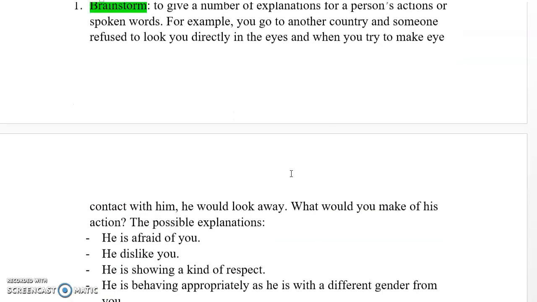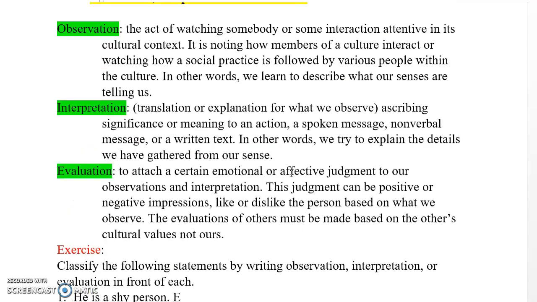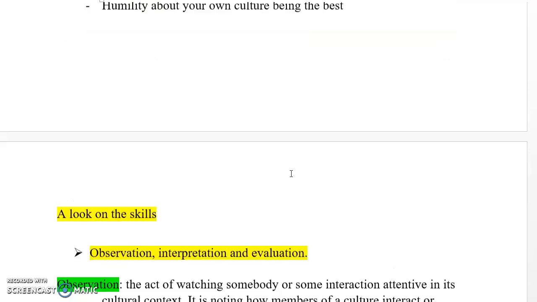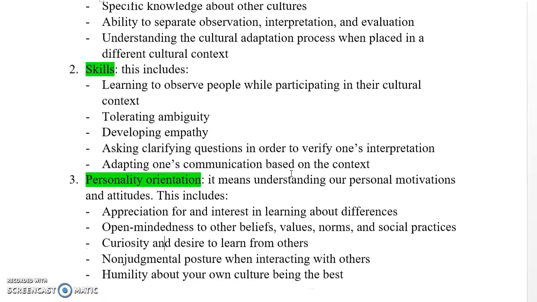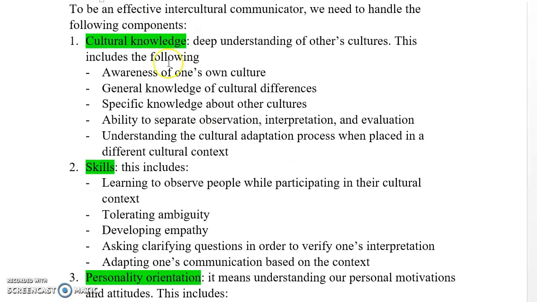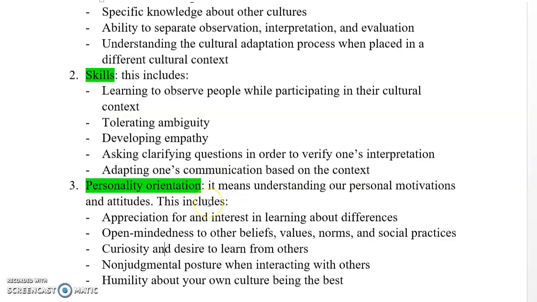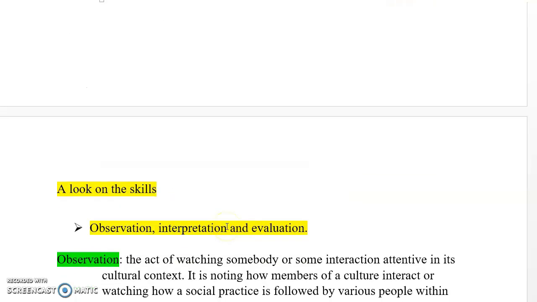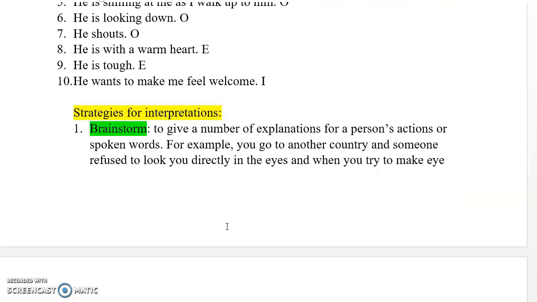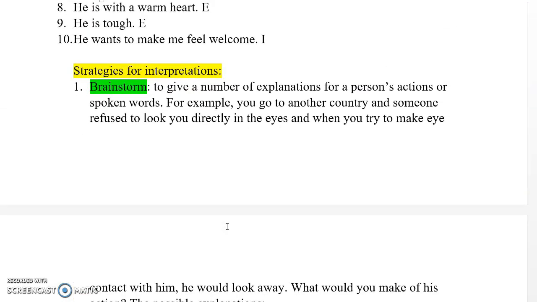Okay, let's go back now to see what we have here. We have the cultural knowledge and the skills that we have to have. I have to tolerate ambiguity and describe or explain it, and I have to develop my empathy toward others. Personal orientation: actually we can get strategies for interpretations.